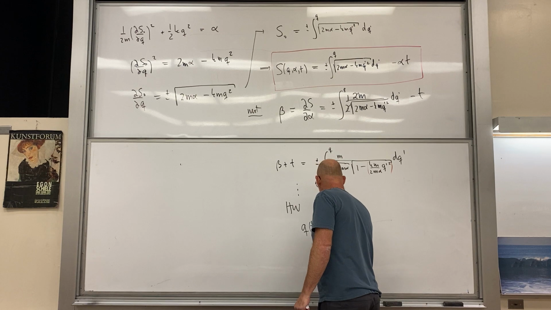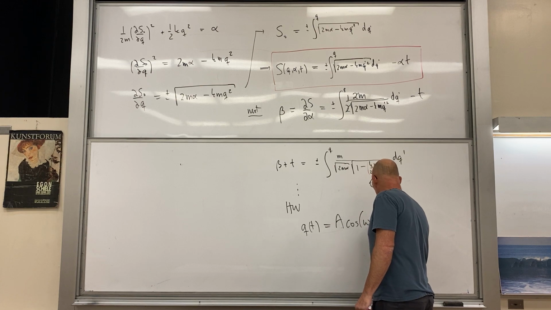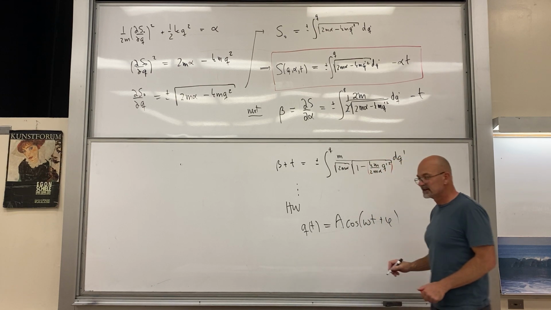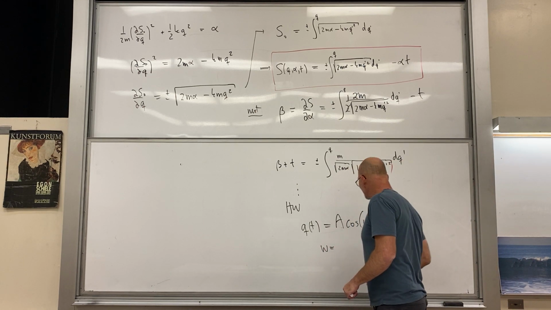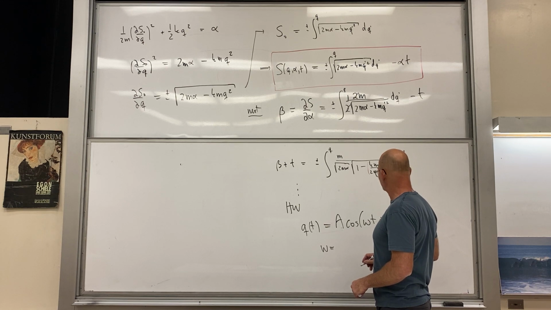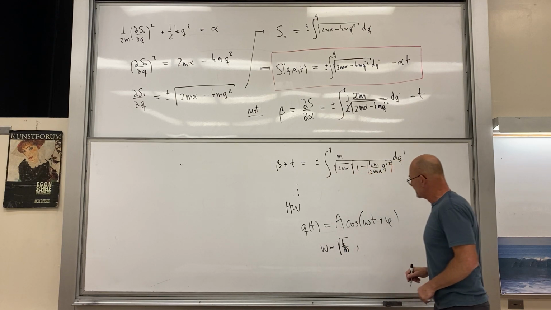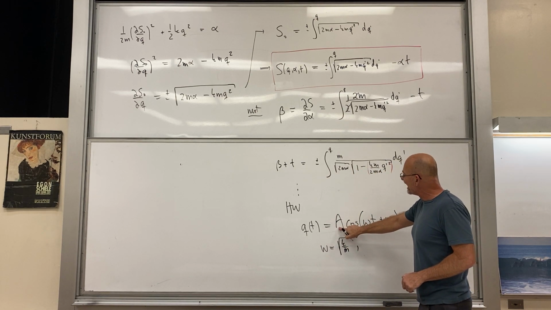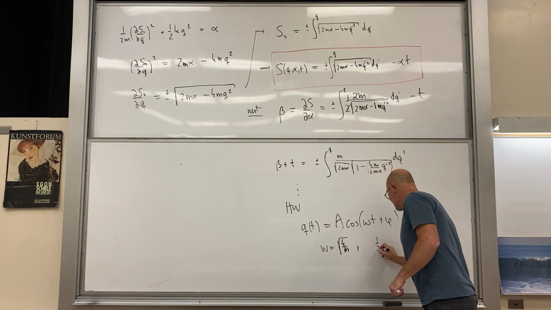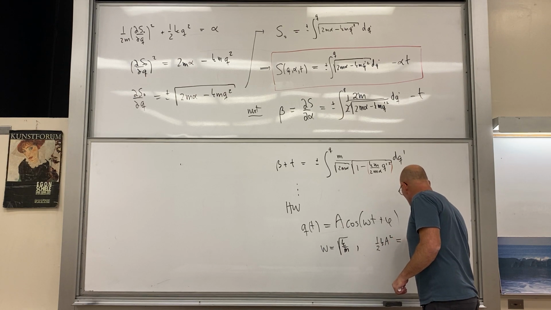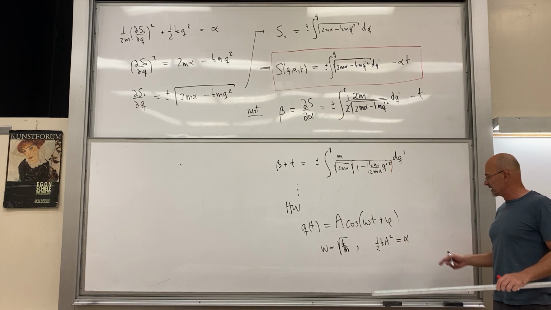Q of t is equal to some constant cosine omega t plus phi. And omega is equal to, of course, root k over m. And in terms of the amplitude, we also know that 1/2 k a squared should be alpha, because that was our energy. 1/2 k amplitude squared is the energy.